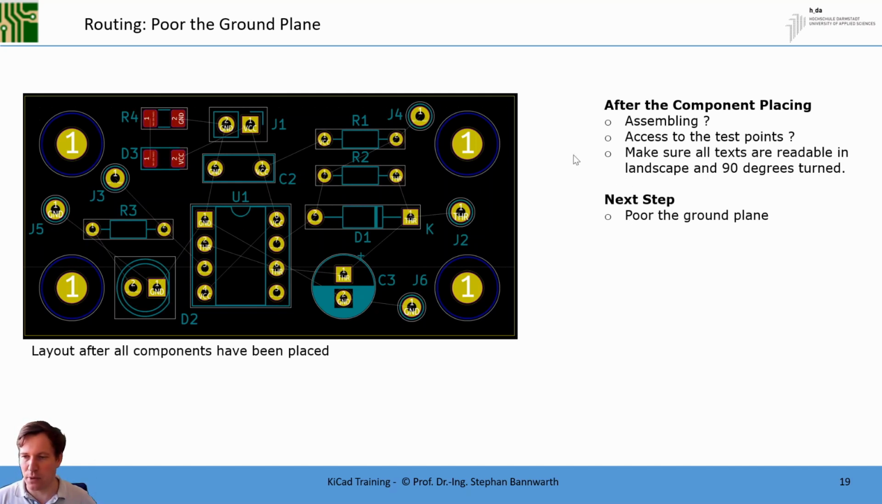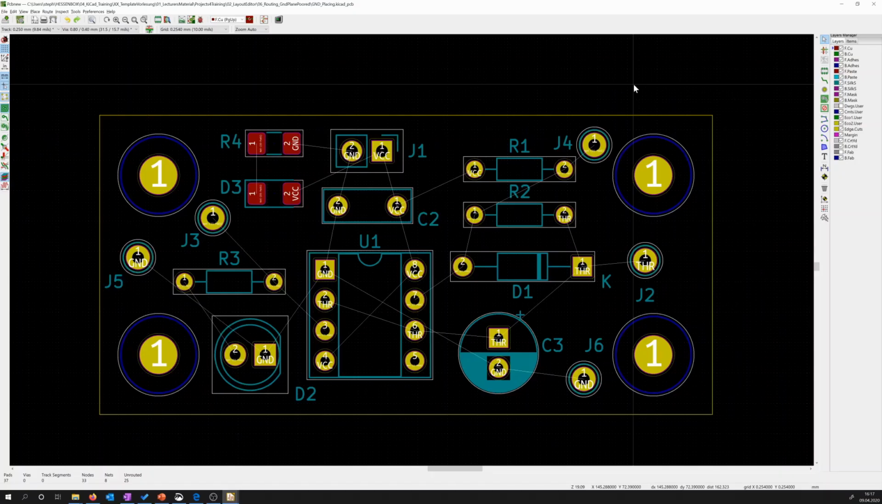So the next step is to pour the ground plane. This will lead to the point that all the fly wires for the ground signals are gone, and then we have to check if there are still some crossings of signal fly wires, which we then have to resolve with other techniques. So now we are ready to pour the ground net on the bottom layer.